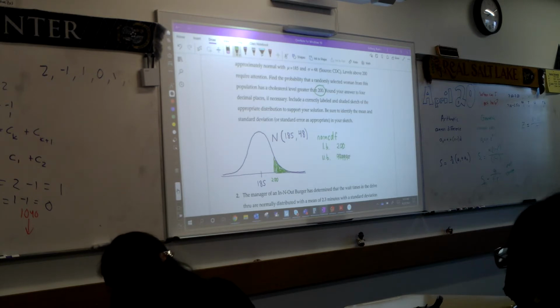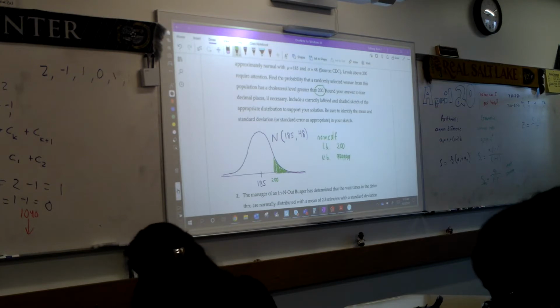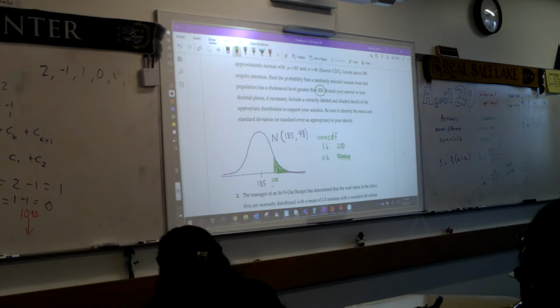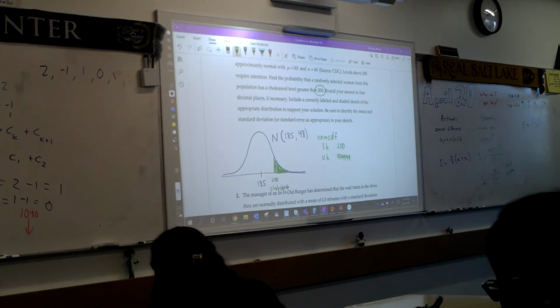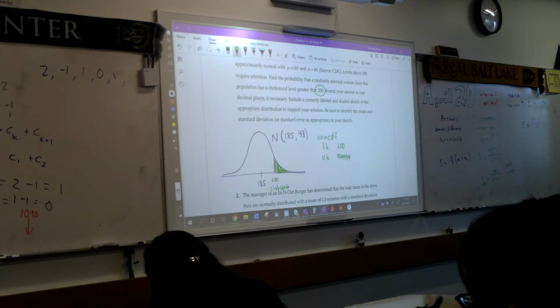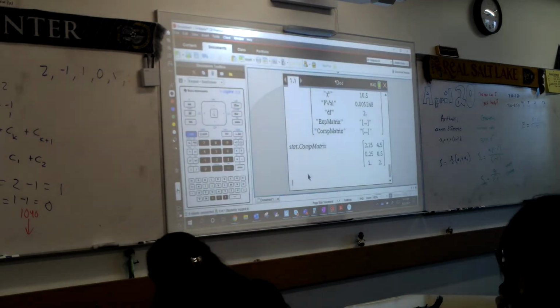Okay, now notice I'm following the instructions. They want a correctly labeled and shaded sketch. Notice I should put something on here like cholesterol levels, okay? But I've told them it's normal. I said the mean and standard deviation. There we go. Okay, so I'm going to get out my calculator.